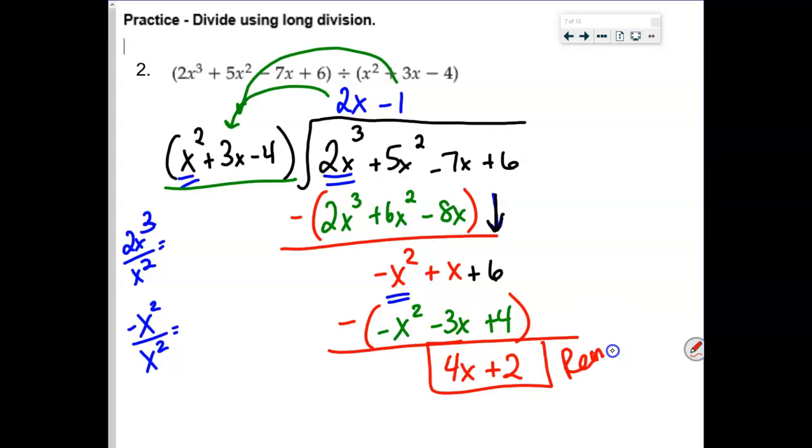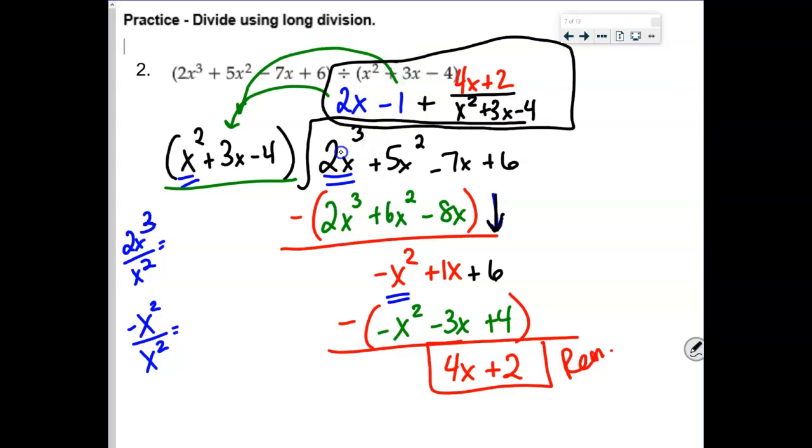1 minus negative 3. Did you have a negative 3 right here? Yeah, but 1x minus negative 3x, 1 minus negative 3, that'd be 4. Yes. Okay, so our answer is 2x minus 1 plus this 4x plus 2, who's still being divided by. Yeah. And then you're like, well, that's cute.